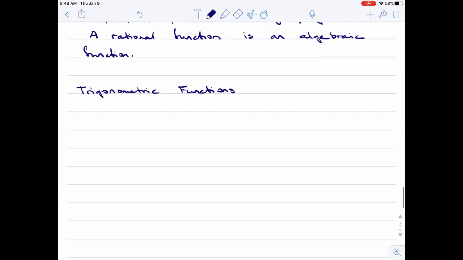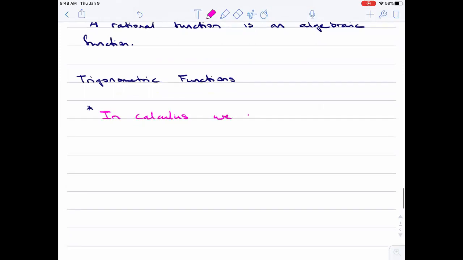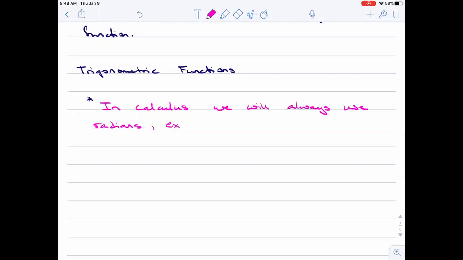Okay? So trigonometric functions, as a note, I'll even do it in a different color. In calculus, we will always use radians except when otherwise, and it should be clearly indicated. For symmetry, I'll make my star blue as well.